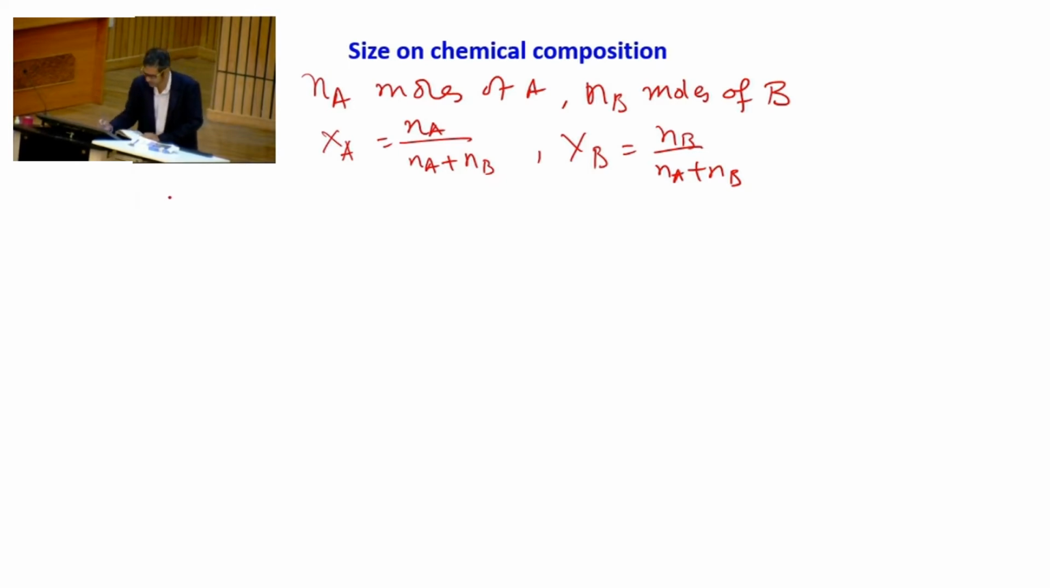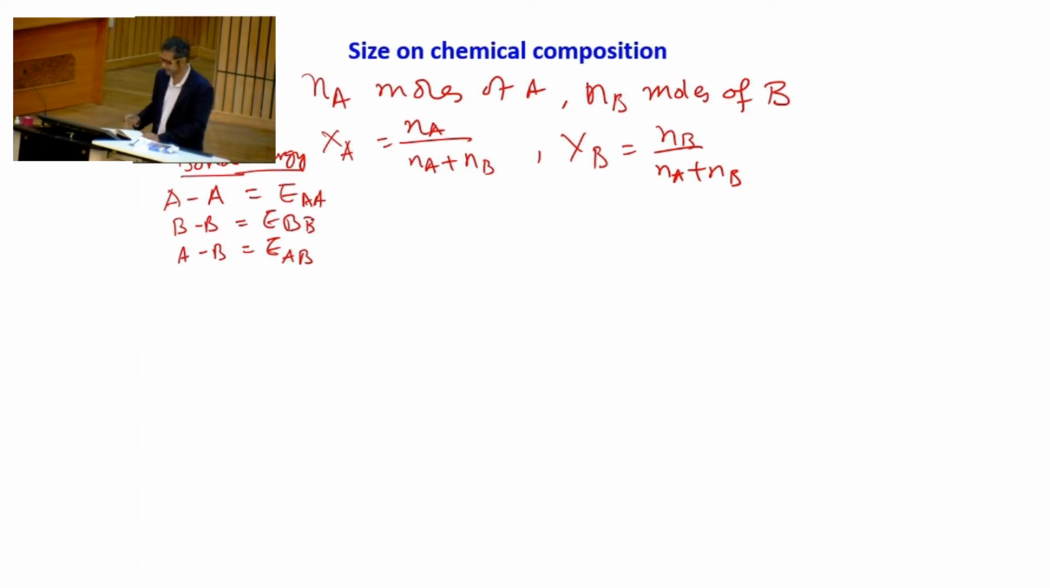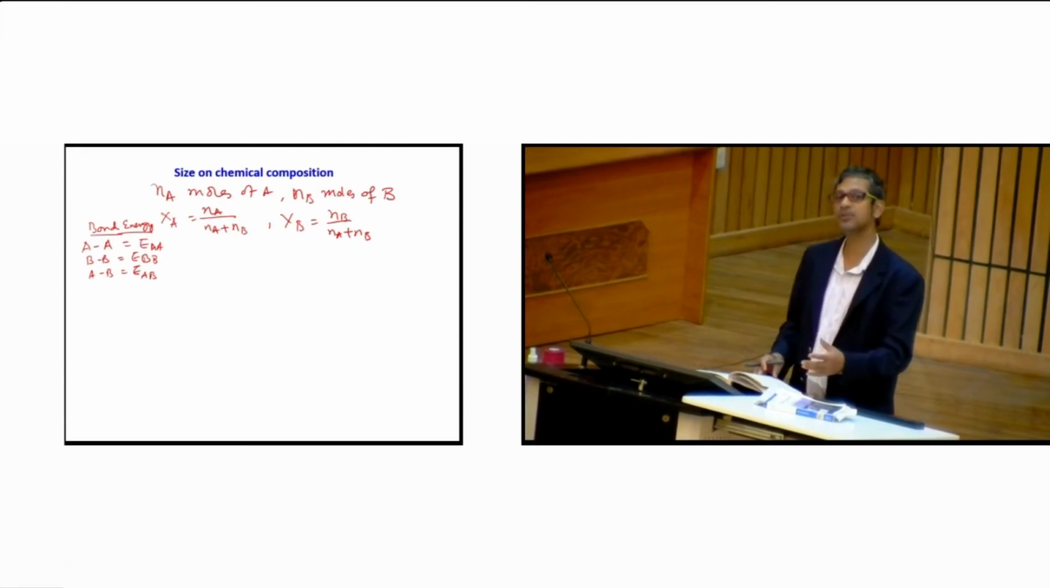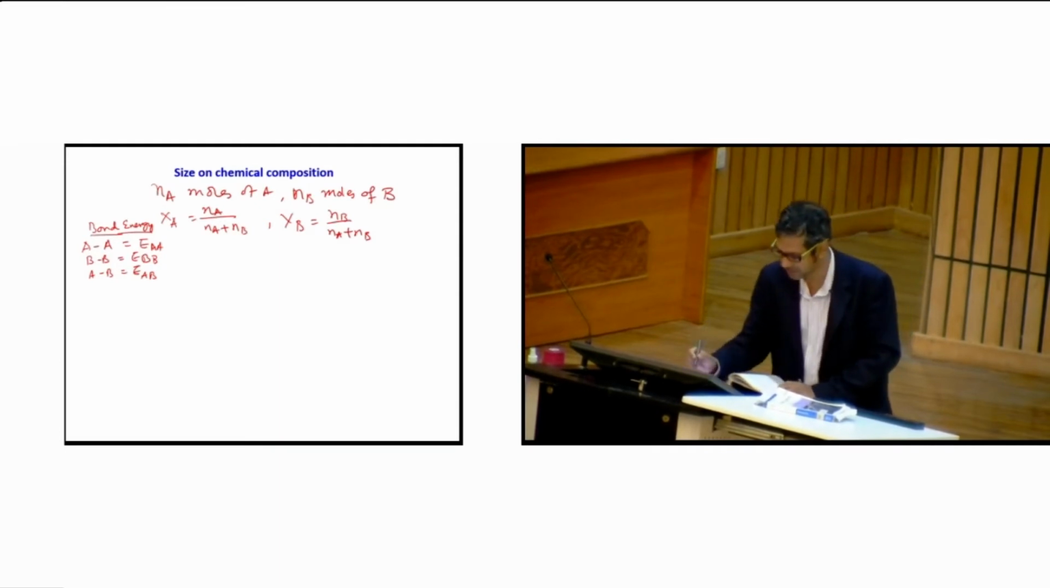Let us suppose the bond energies of the AA bond is EAA, of the BB bond is EBB, and of the AB bond is EAB. Three different bonds and three different energies. Now, what else do we need? We need to know also the number of bonds of AA type, BB type, AB type. Let us suppose the numbers of bonds are PAA for AA type, PBB for BB type and PAB for AB type. Am I right?